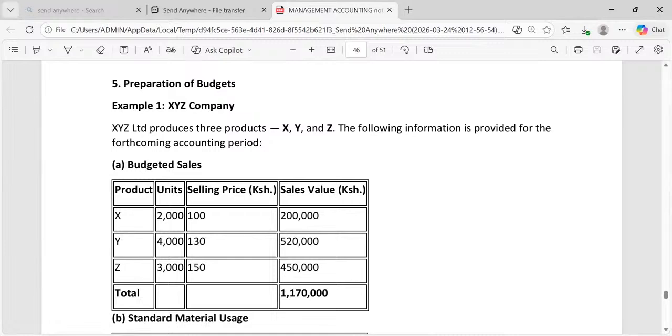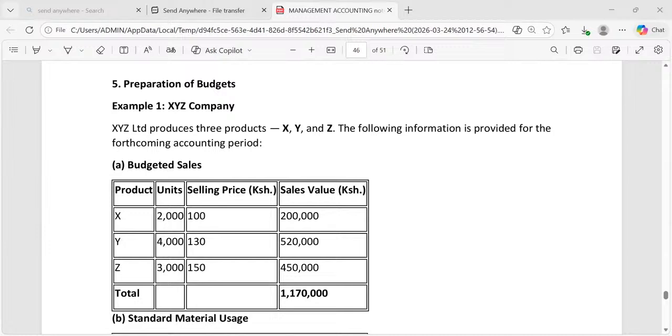So again, for feedback purposes, ladies and gentlemen, have you been able to copy this table the way it is, and have you given it a title, sales budget? Thanks, Debbie. Thanks, Vicky. How about the other students? Have you given this a title? So then that one, you simply copy.